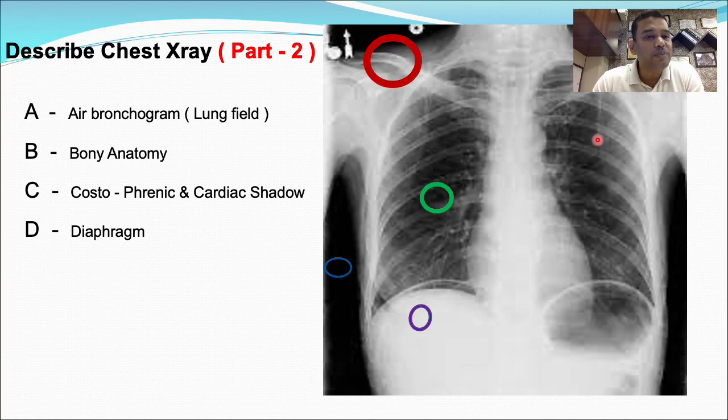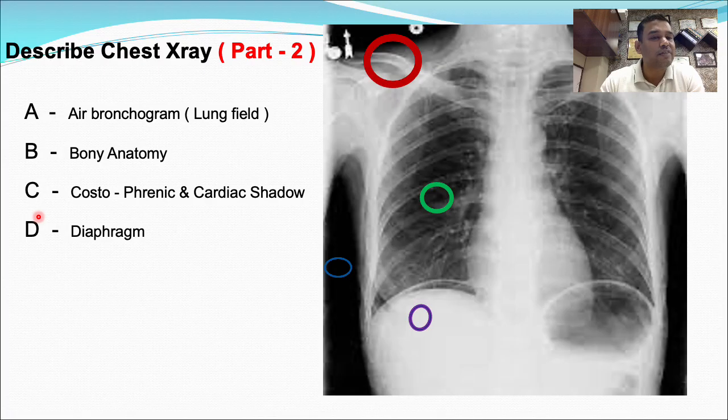Now, the first part you have to describe in those terms. You have to divide whether you are dealing with a chest X-ray or an abdominal X-ray. If you are describing a chest X-ray, remember the part 2: A, B, C, D. These are the 4 headings under which you describe a chest X-ray.